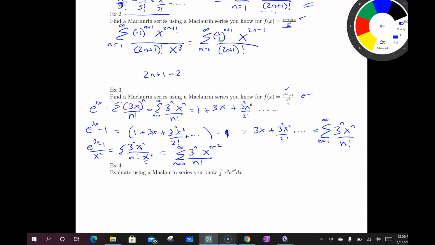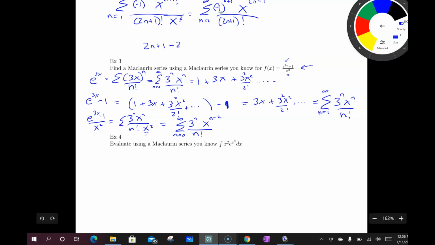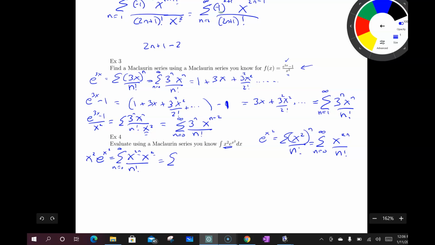Okay, so going one step further, finishing up with this example. So let's find the Maclaurin series for this, and then we'll integrate it. All right, so e to the x squared will be x squared to the n over n factorial. So that's x to the 2n over n factorial. Okay, now let's multiply that by x squared. Okay, so I'm going to add these exponents.